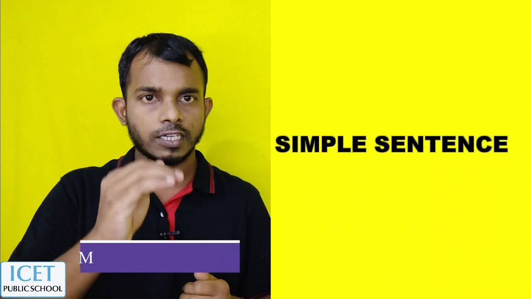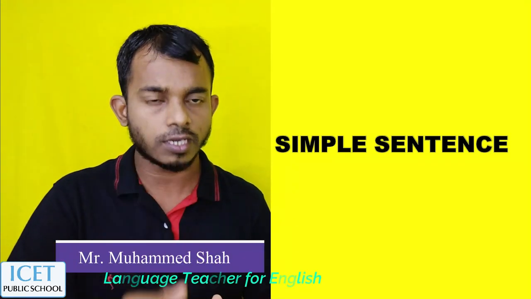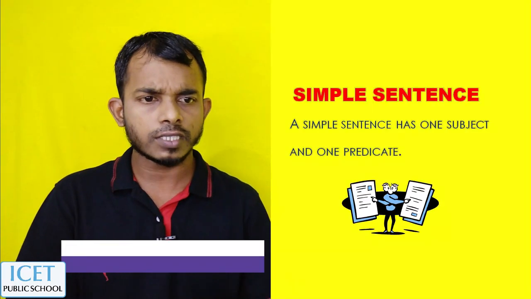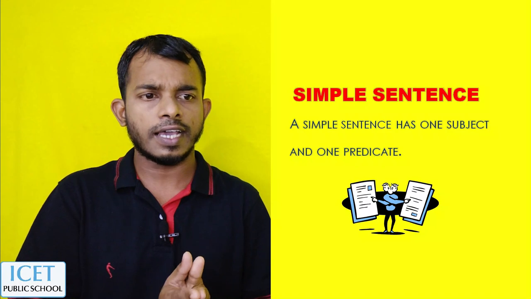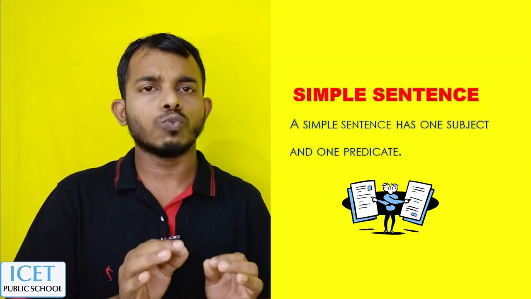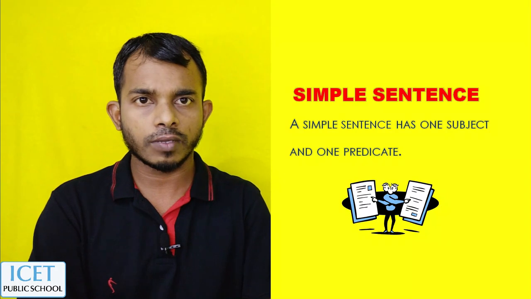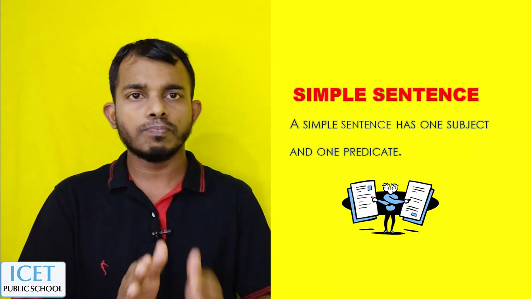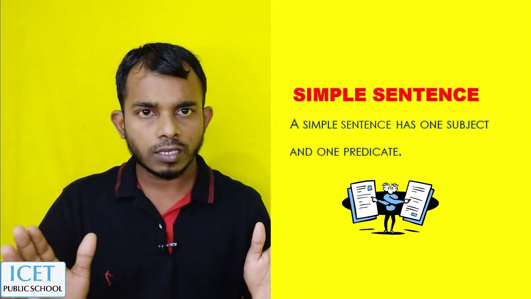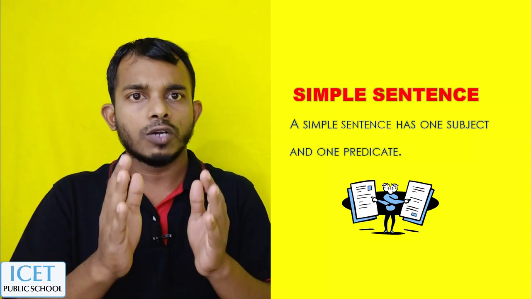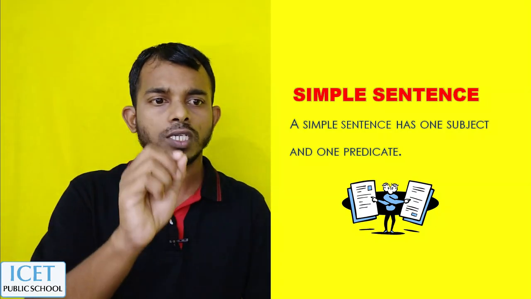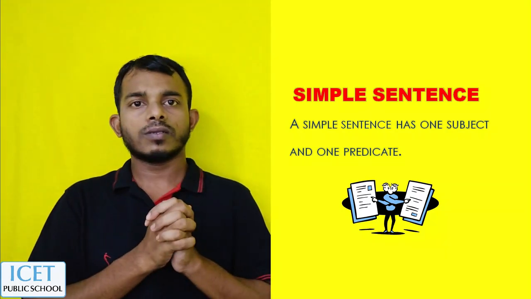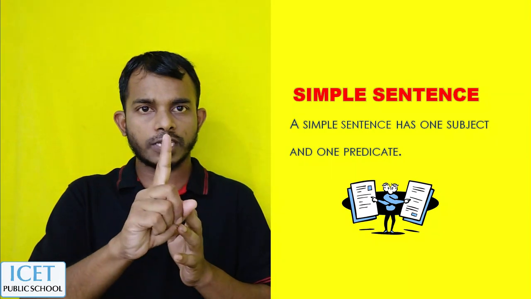Is it okay? We can say simple sentence now. The first category of types of sentence based on the structure is simple sentence. A simple sentence has one subject and one predicate. Is it okay? You know now what is predicate and what is subject. So simple sentence means nothing but a sentence having only one subject and one predicate. It is called simple sentence.